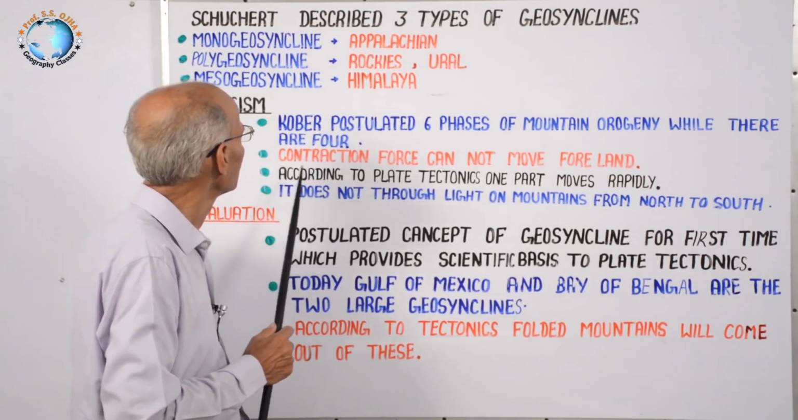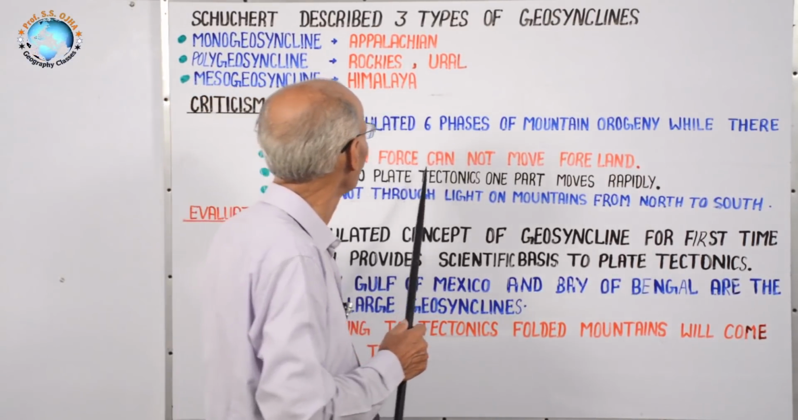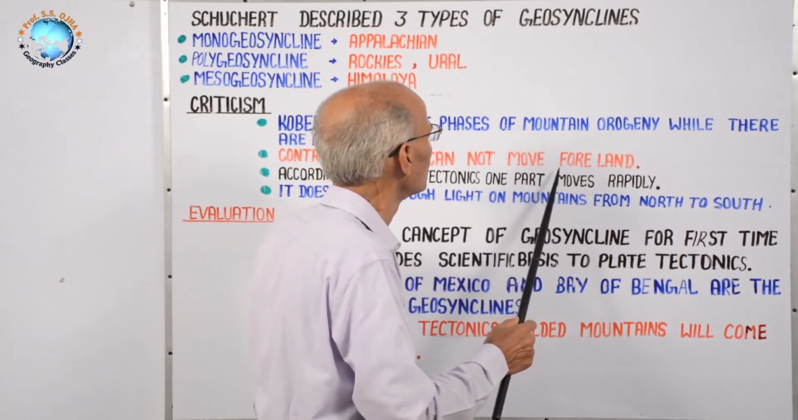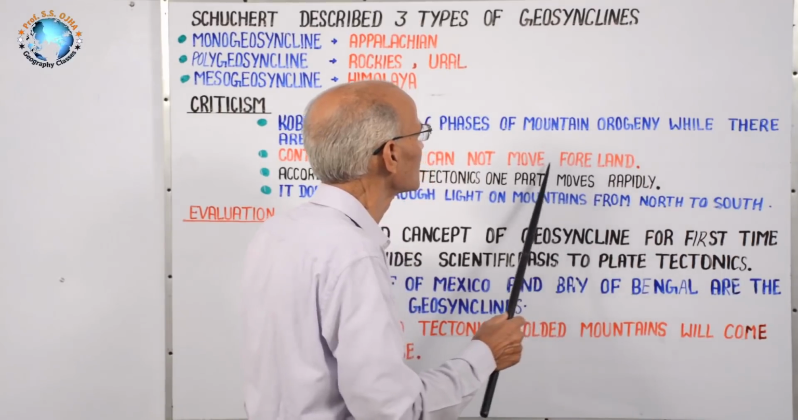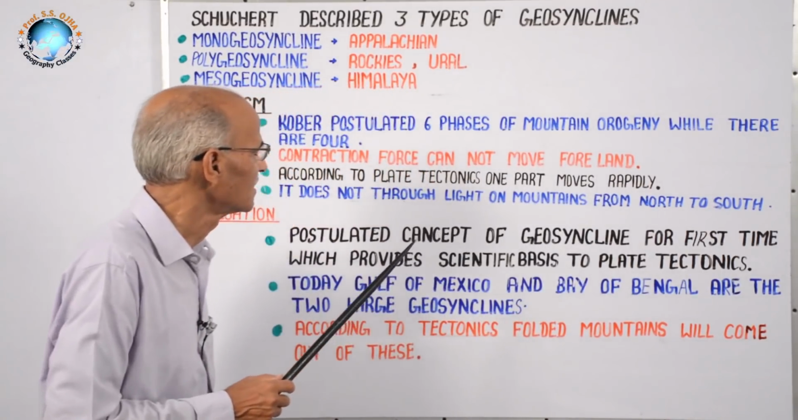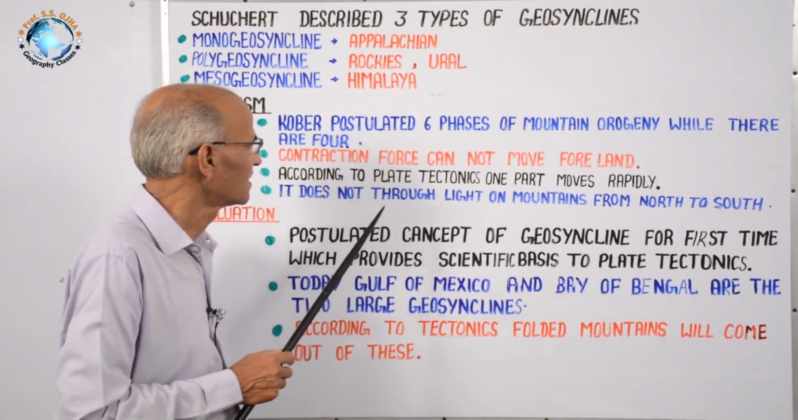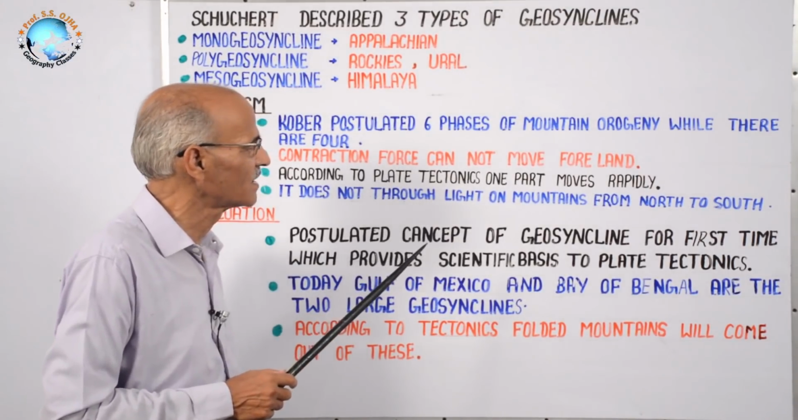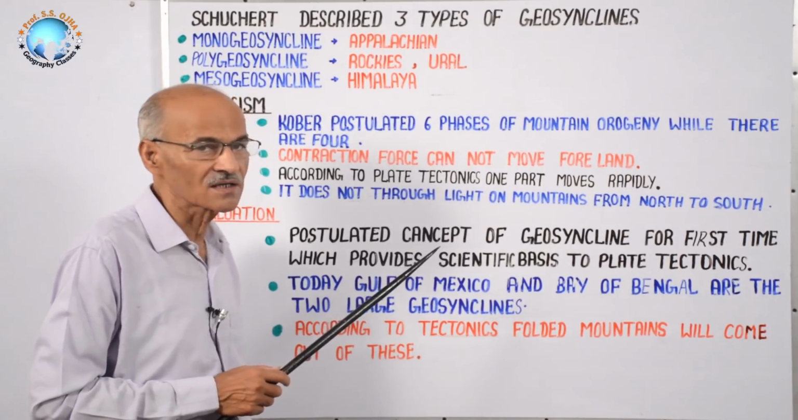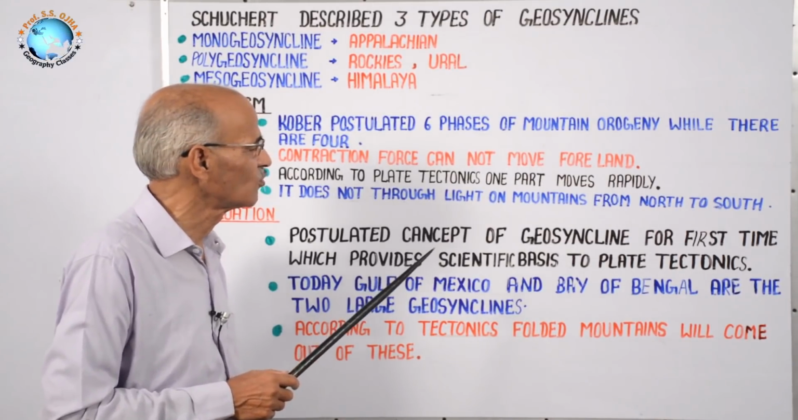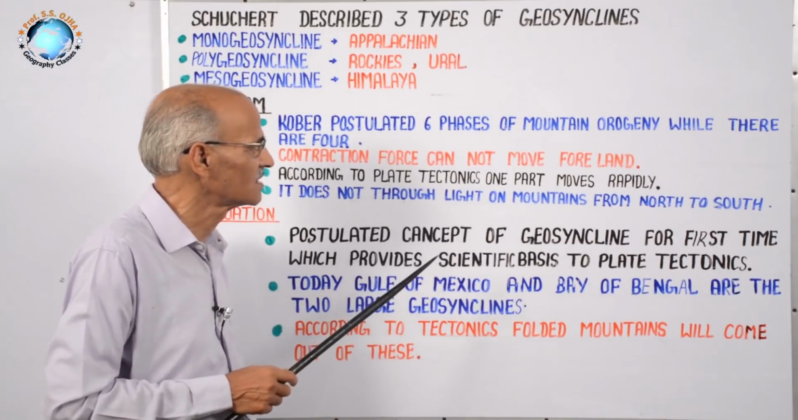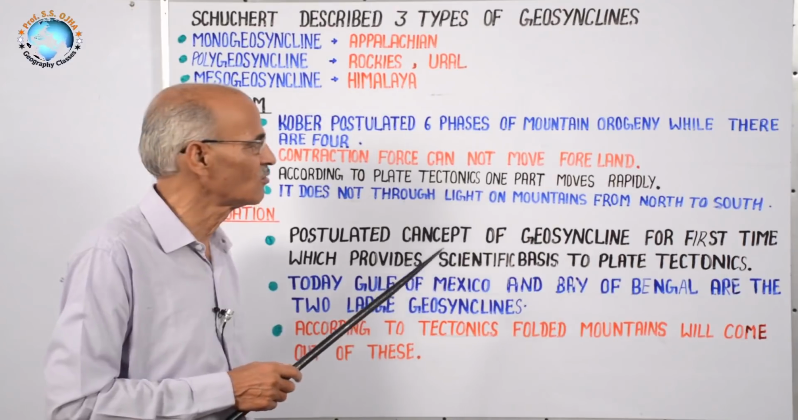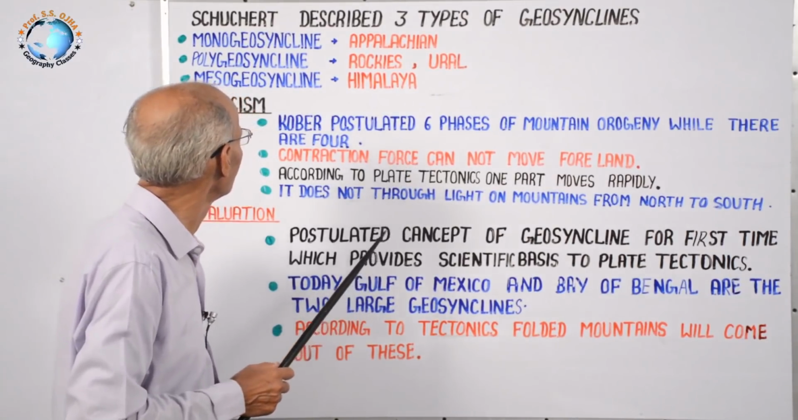Second point is the contraction of crust or sial. This force cannot move the foreland. It means contraction was there, but due to contraction, the foreland or the land part, the continental part, cannot move to such a distance that a folded mountain of about 8 km height may come out of it.